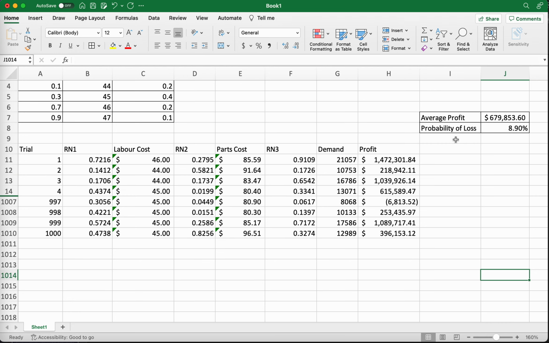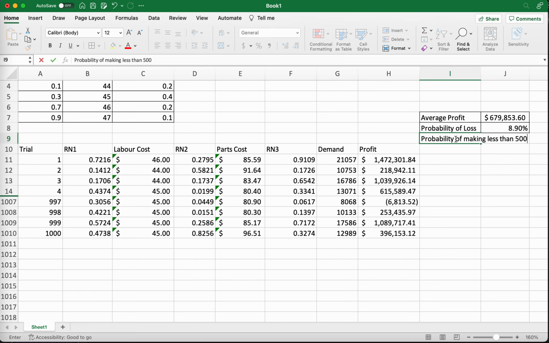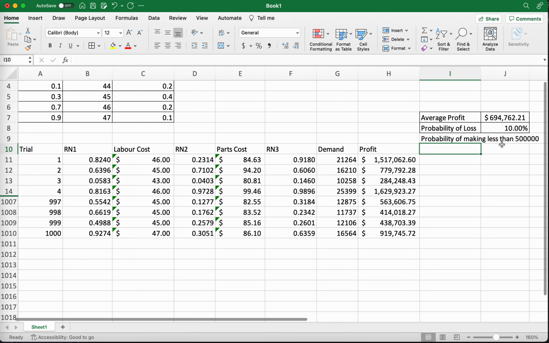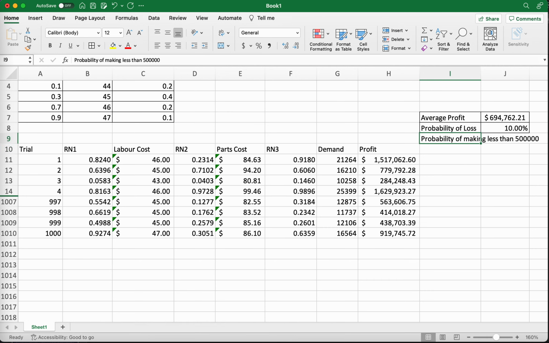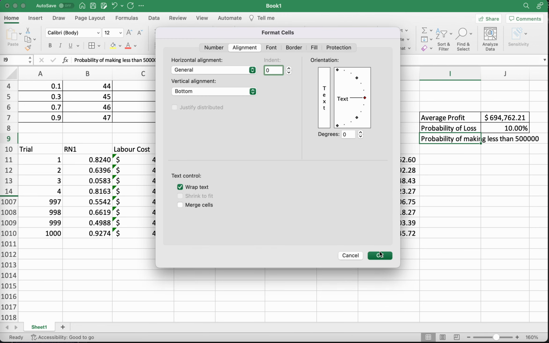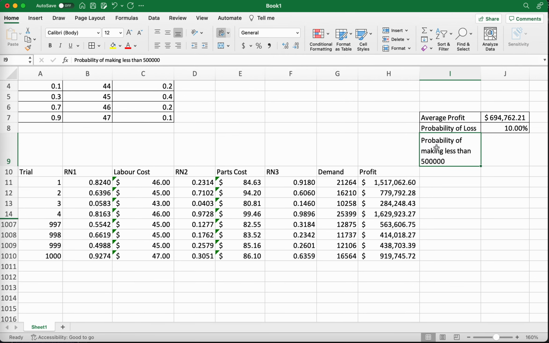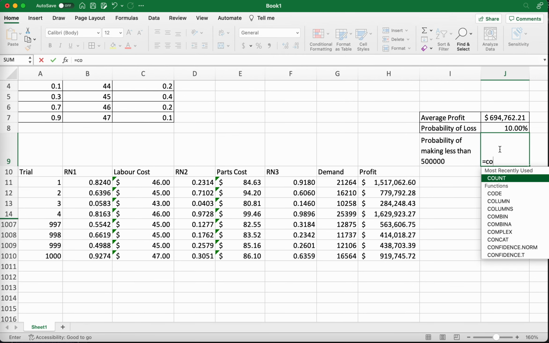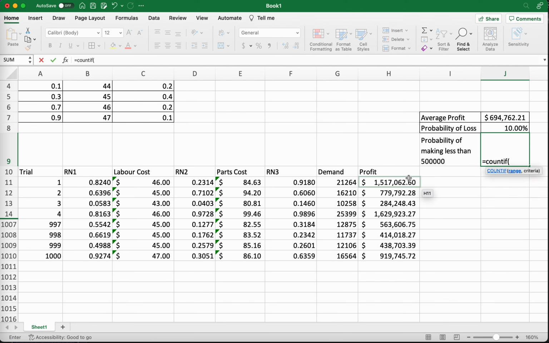In a similar vein, if I want to find the probability of making less than, say, 100,000. So less than 500,000. Let's say I don't want to make less than 500,000. What is the probability of making less than 500,000? So I'm just going to use the COUNTIF formula again. I'm going to count if in the same range, how many of these are less than 500,000.